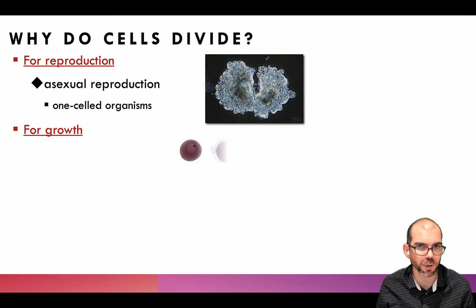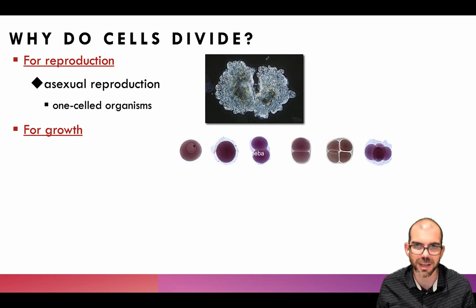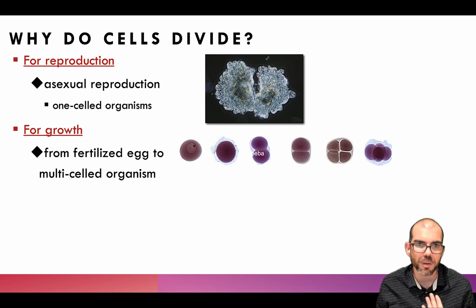For example, for growth. Here you can see an embryo developing. From fertilized egg to a multicellular organism, we're going to need to make a lot of cells. You're made of trillions of cells. One cell needs to become 2, 2 needs to become 4, and so on.